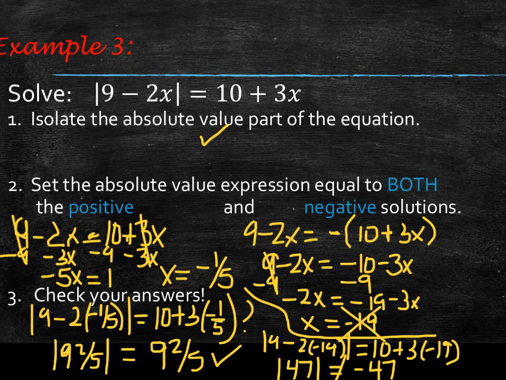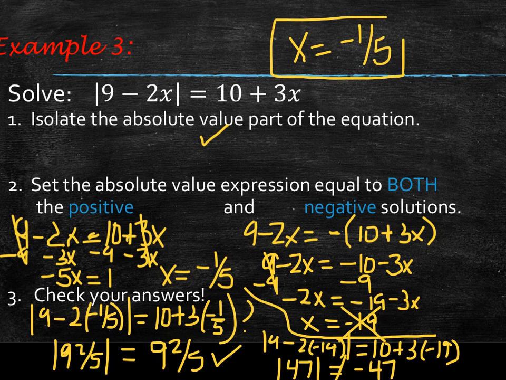So your only solution, I'm going to go ahead and write it up here, your solution would just be a negative 1/5. A negative 19 would be considered an extraneous solution, and so that will not work.